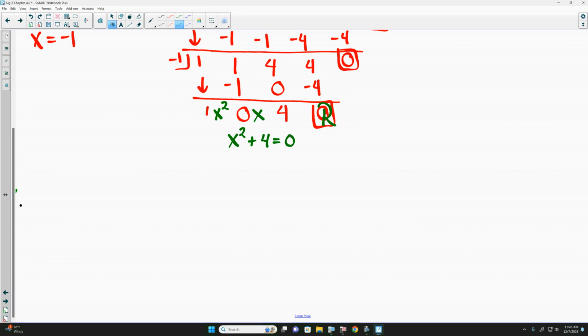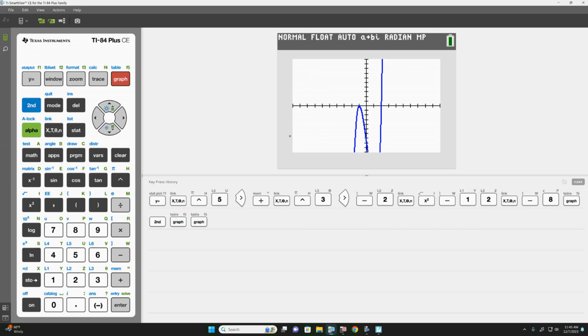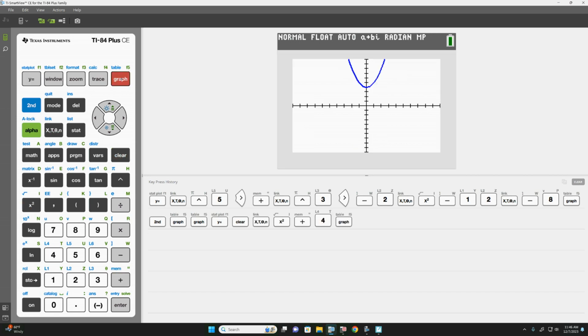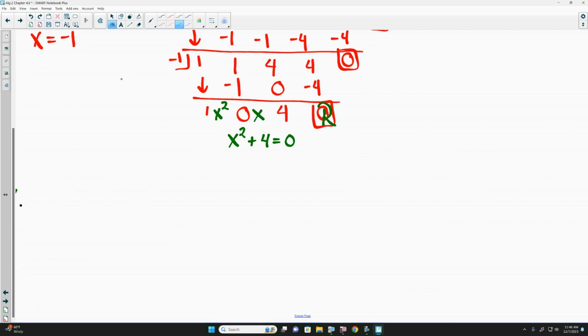Now we could try graphing this. So I can clear this out and say x squared plus 4 graph. Well, it didn't even cross the x-axis. So we have to solve it by other means. Now since there's no middle term, no term with just x to the first, what we can do is get the x squared term by itself. We'll subtract 4 from both sides. Telling us x squared is equal to negative 4.